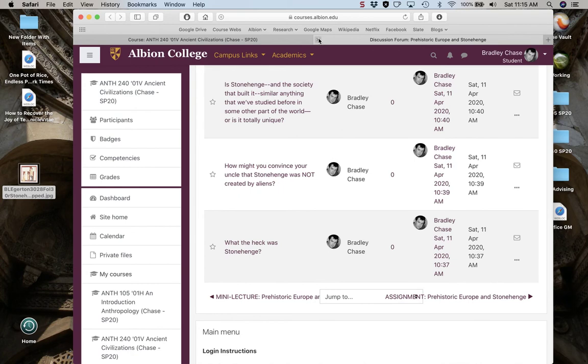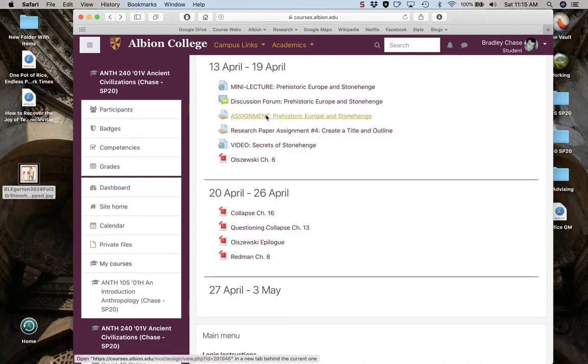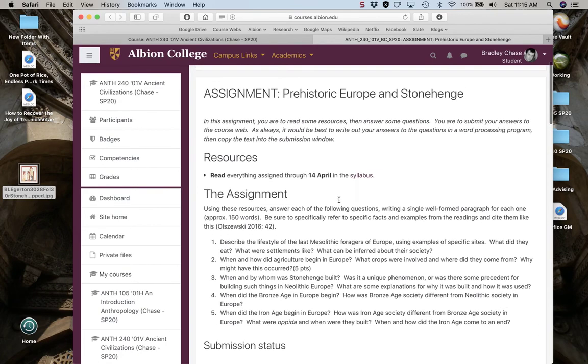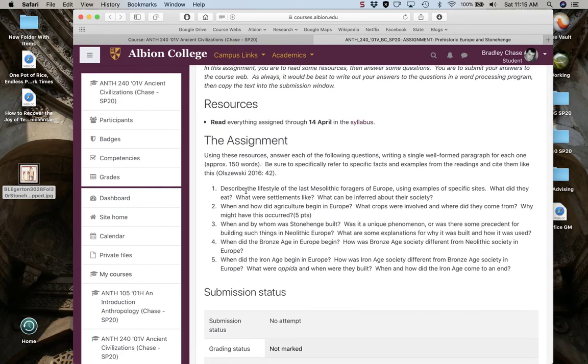And that will help when you write the assignment, which is right here. In the assignment, I want you to put Stonehenge in context. From the time of the last hunting, gathering, foraging people of Europe, the origins of agriculture. It was Neolithic or early agricultural people that built Stonehenge. What are some of the explanations for why it was built and how it was used? And then what came afterwards?